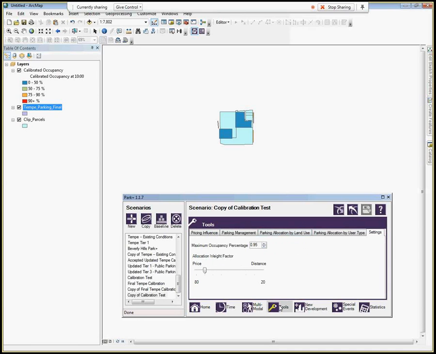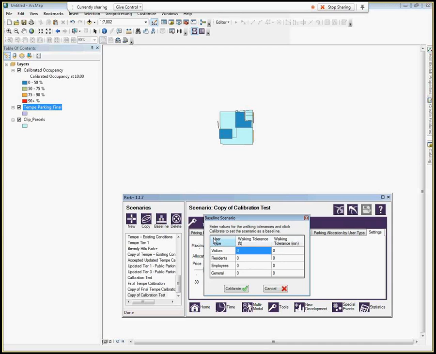And then we can go back, and the last thing we may do is, what if we try a different walking tolerance? What if we try, let's say 1,000 feet instead of 500?